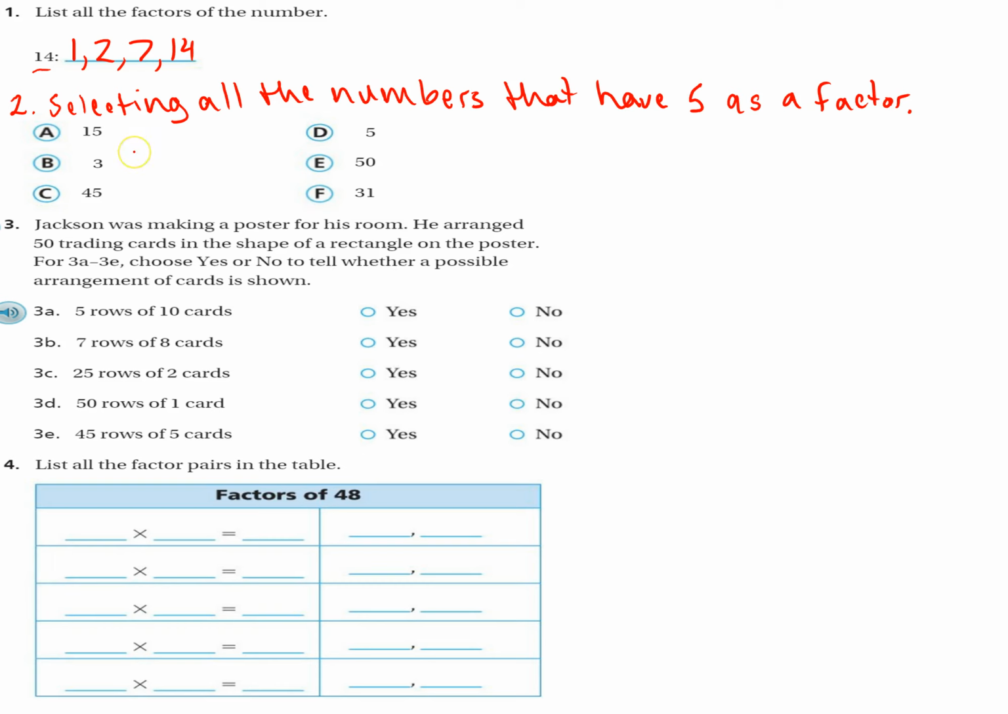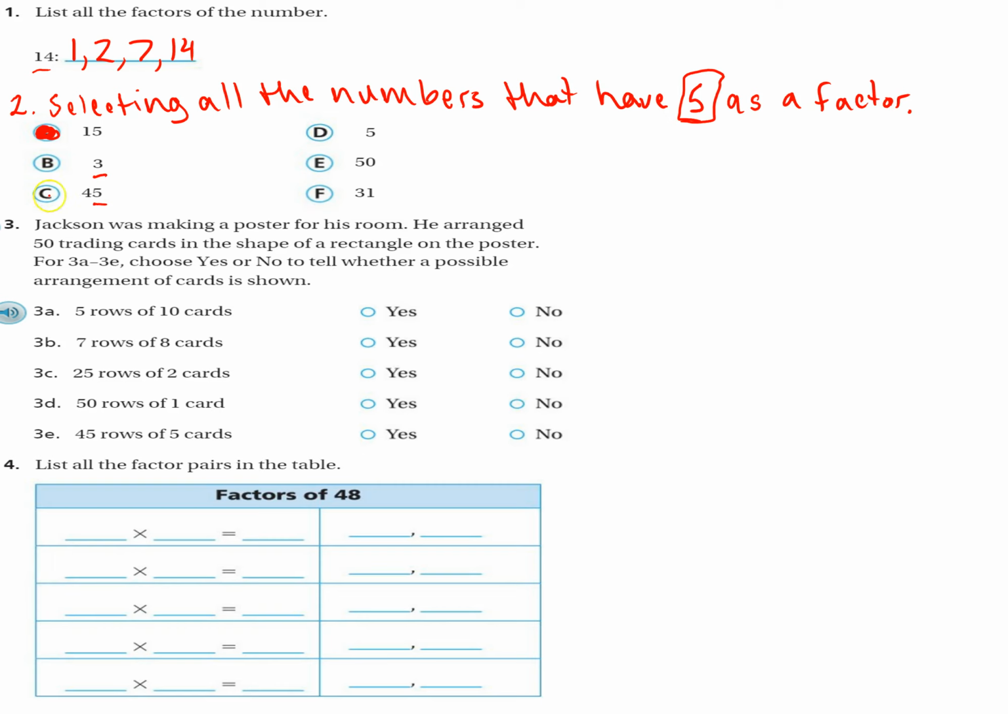So next one, select all the numbers that have 5 as a factor. I can do 5 times 3 to get 15. And this is just really testing to see if you remember your divisibility rules, which the divisibility rule for 5 tells me that if the number ends in a 0 or 5 in the ones place, then 5 is a factor of that number. Well, this has a 3 in the ones place, so that won't work.